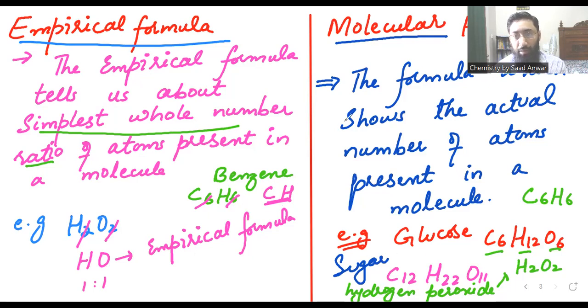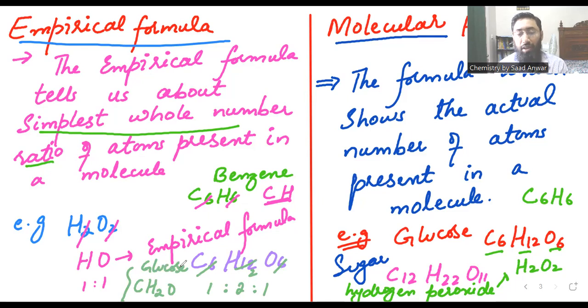For example, let's take another example, glucose. The molecular formula of glucose is C6H12O6. So what should be the empirical formula of glucose? First I write the molecular formula, and then I cancel this 6, and this 12 with 2, and the ratio becomes 1:2:1. So its empirical formula becomes CH2O. This is the empirical formula of glucose.